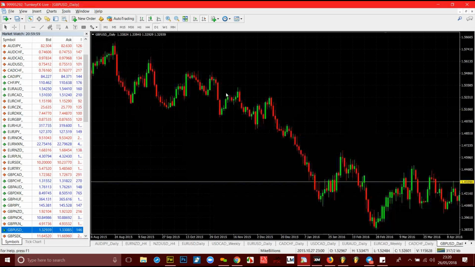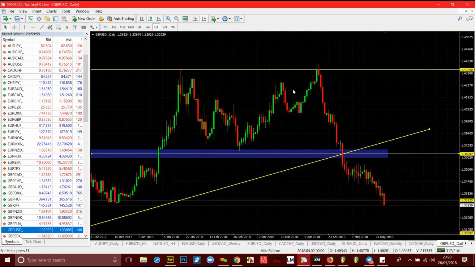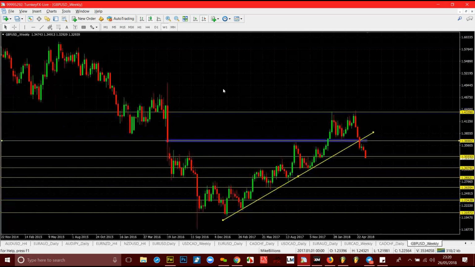So on the daily, we've seen that this has broken that trend line. And it's already breaking this zone. So obviously we know that it's definitely coming down to the next zone. You know, and again, before I go on, see what happened.